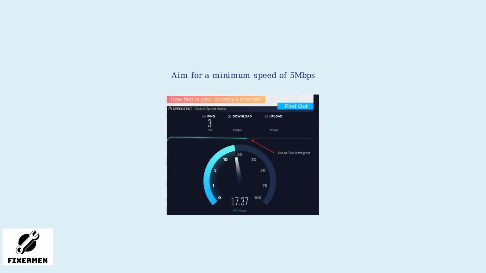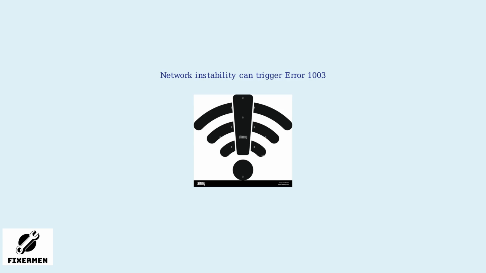A stable internet connection is crucial for avoiding error 1003. Network instability can interrupt the verification process, so let's look at what you need to know. Aim for a minimum download speed of 5 megabytes to ensure smooth verification. Lower speeds can cause the process to fail. Network instability can interrupt the verification process and trigger error 1003. Poor connections lead to failed checks.